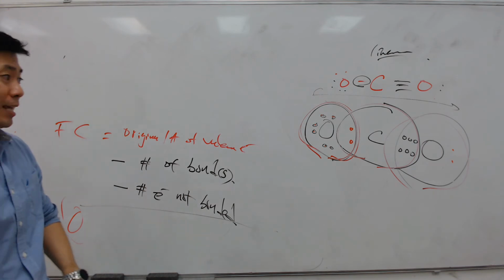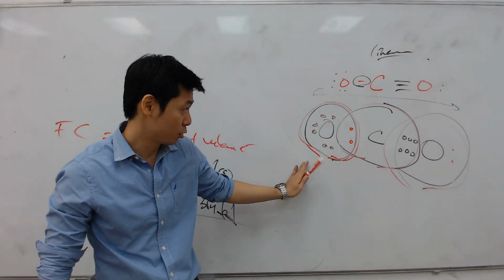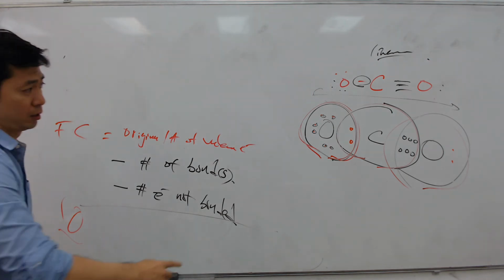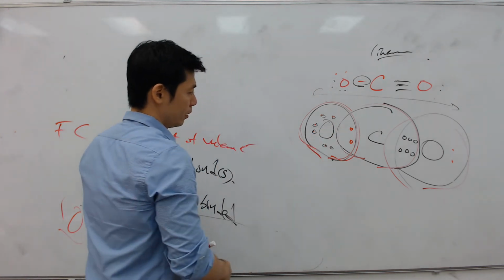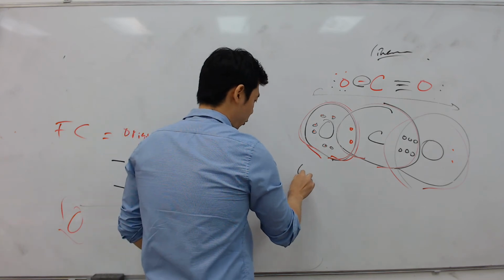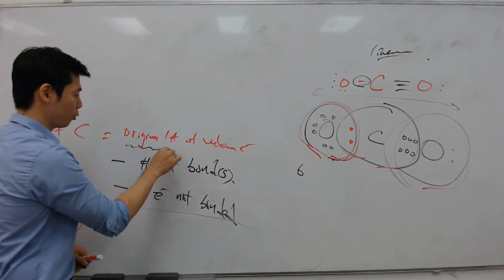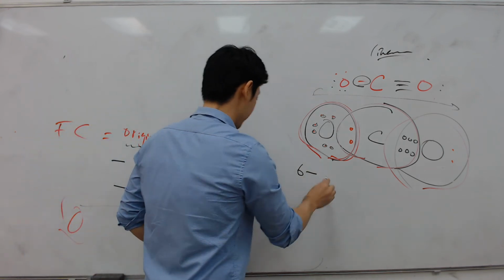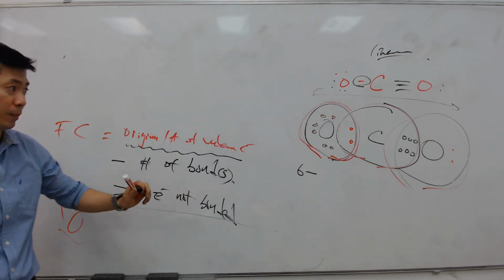So now, let's calculate formal charge for this. Let's assume what you get out of this, for oxygen, for this guy. You got 6 as the original number of valence electrons. They contribute 6, minus how many bonds did they make? They made 1 bond.